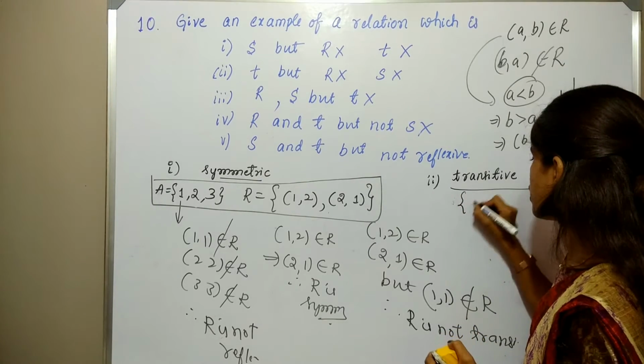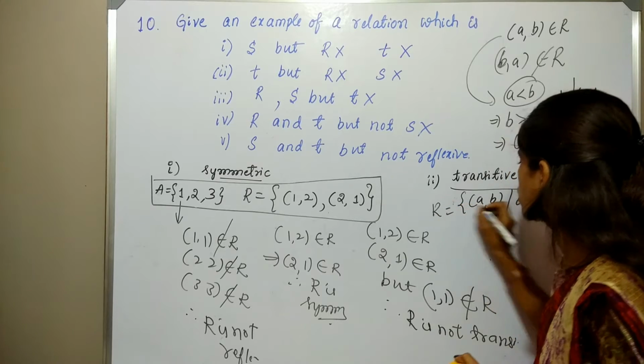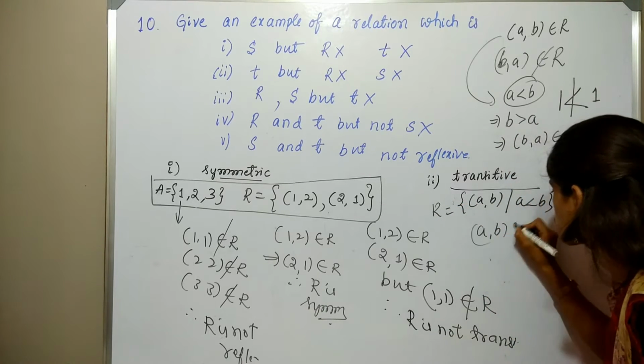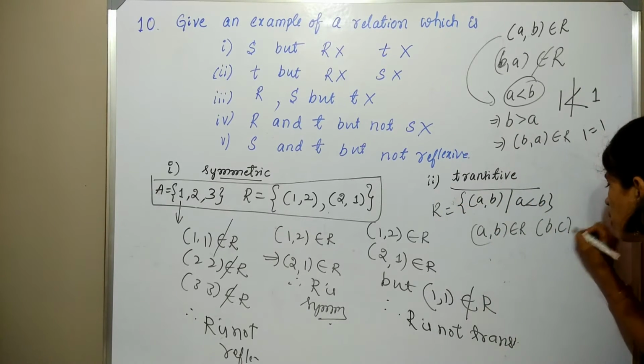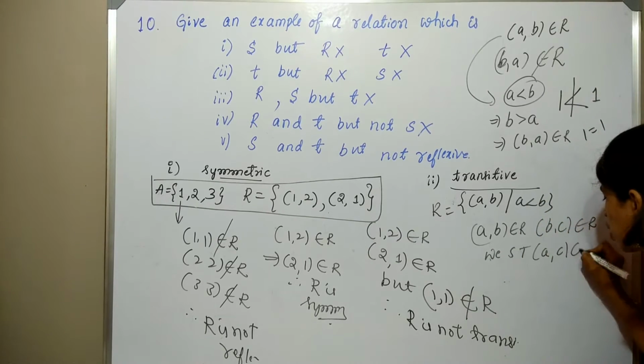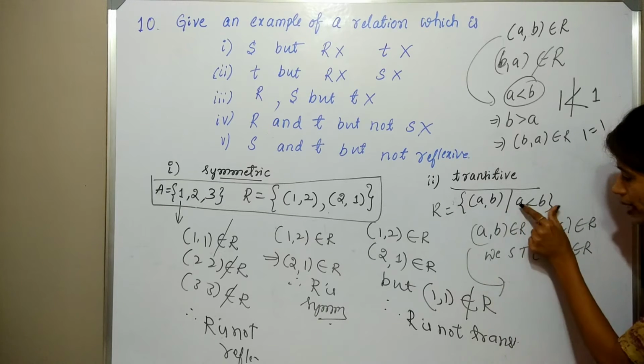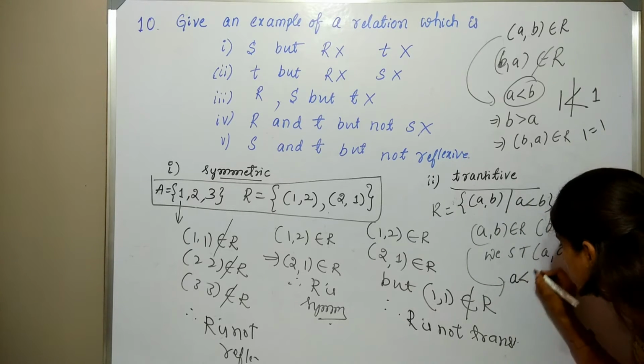So here the relation is what? A less than B. Here I am taking (A, B) belongs to R, (B, C) belongs to R. What we have to show? We show that (A, C) belongs to R. (A, B) in R implies A is less than B.